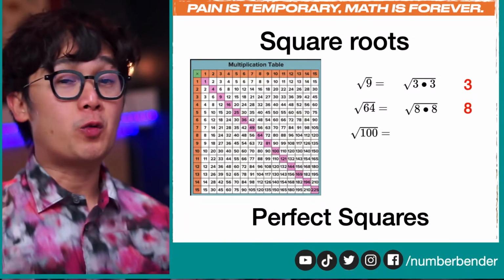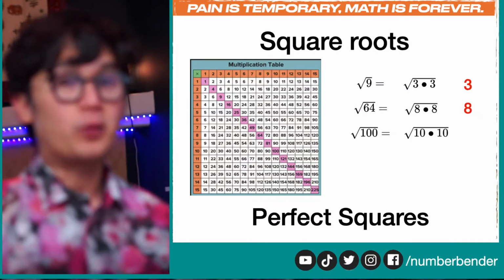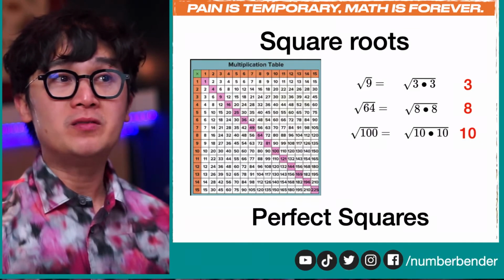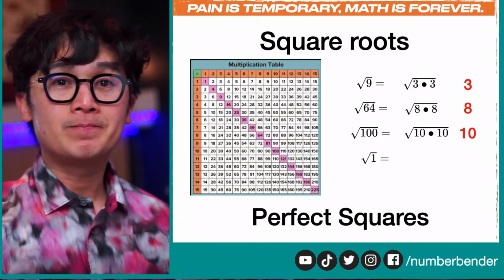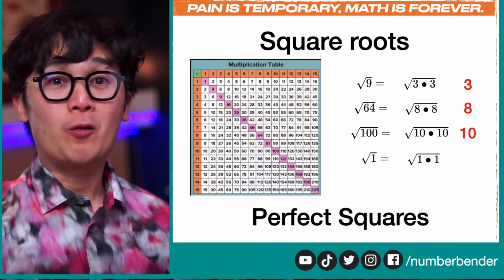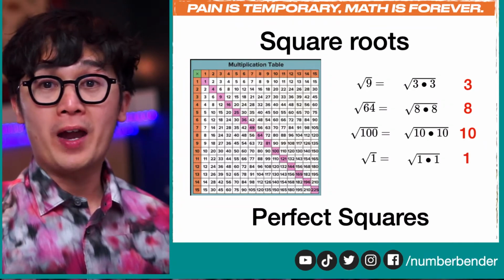And if we have square root of 100, knowing our multiplication table, we know it's just going to equal 10. And square root of 1 is also a perfect square. That is why we can simplify this into an integer, which is equal to 1.